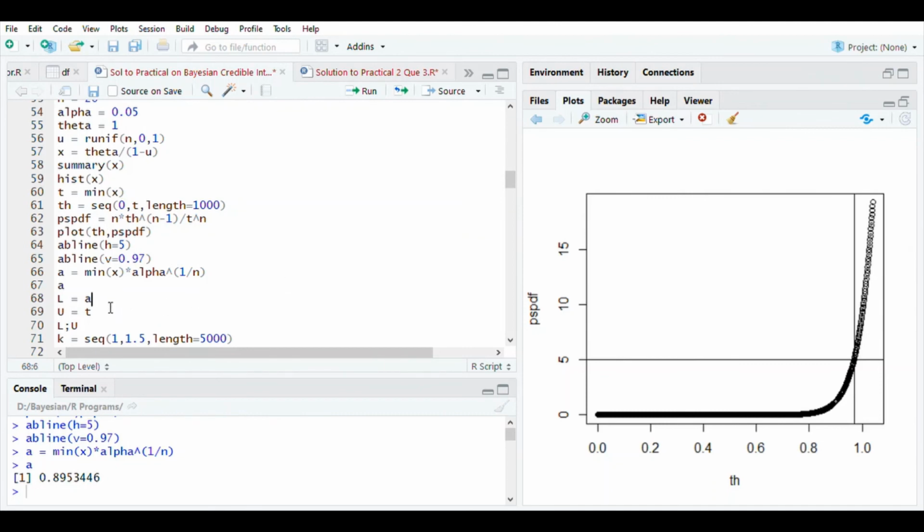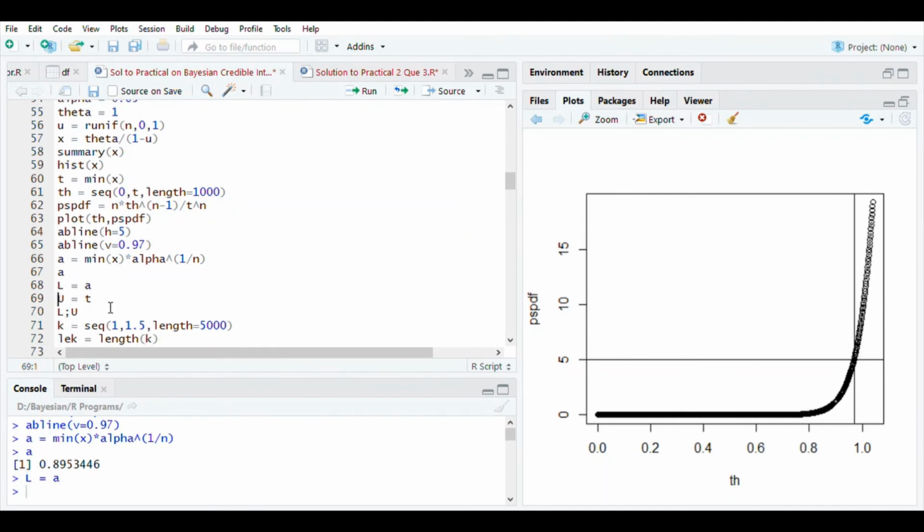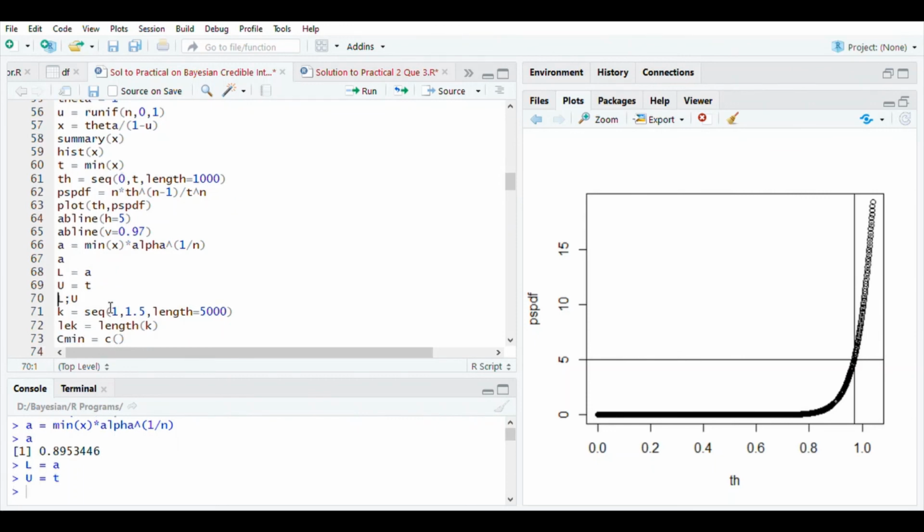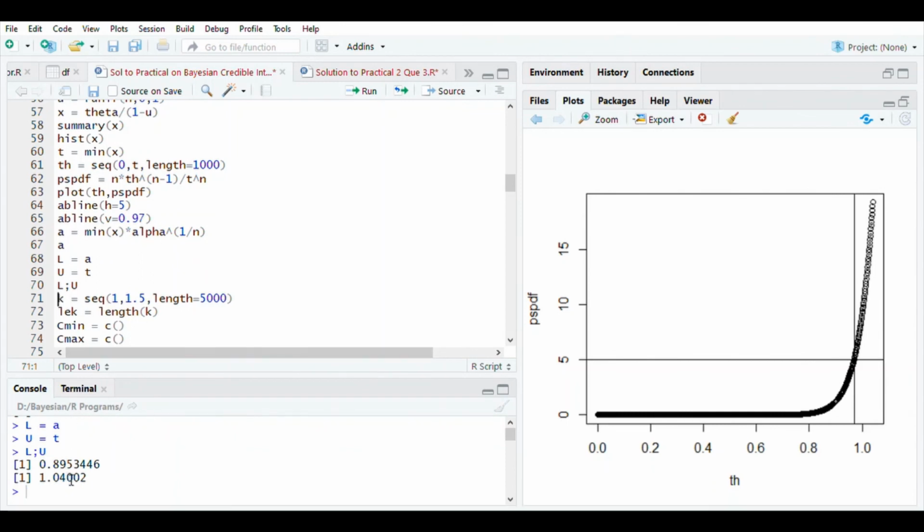So suppose the lower limit is a, so I am storing it in L, and the upper limit is t, so I am storing it in U. So the interval now is 0.89534462 to 1.04002. So notice that this contains the true parameter value, that is theta equal to 1. Now suppose purposely we forget the fact that the PDF is an increasing function of theta and we follow the R code which we have developed for computing the highest posterior density credible interval.